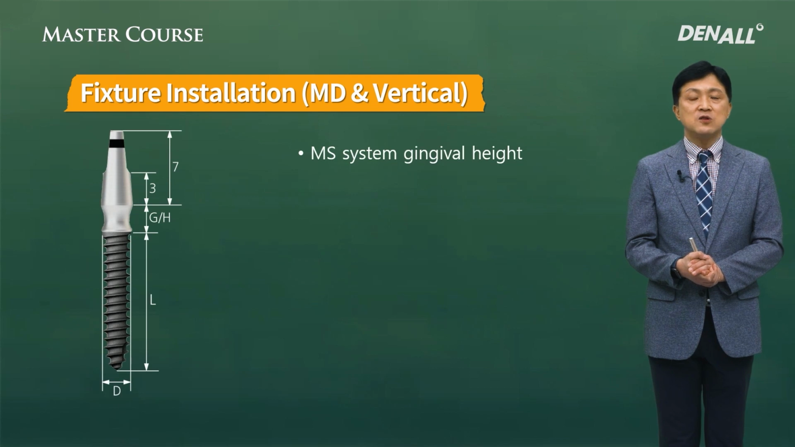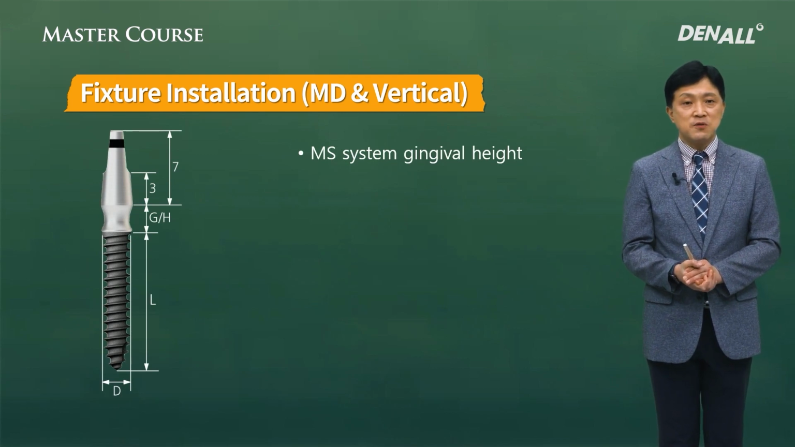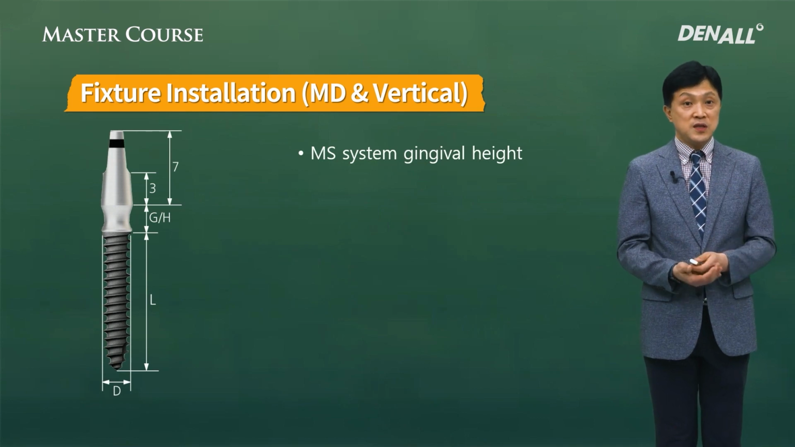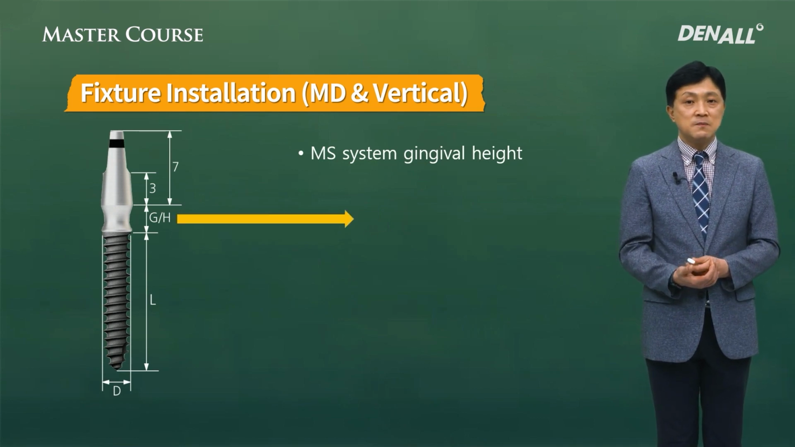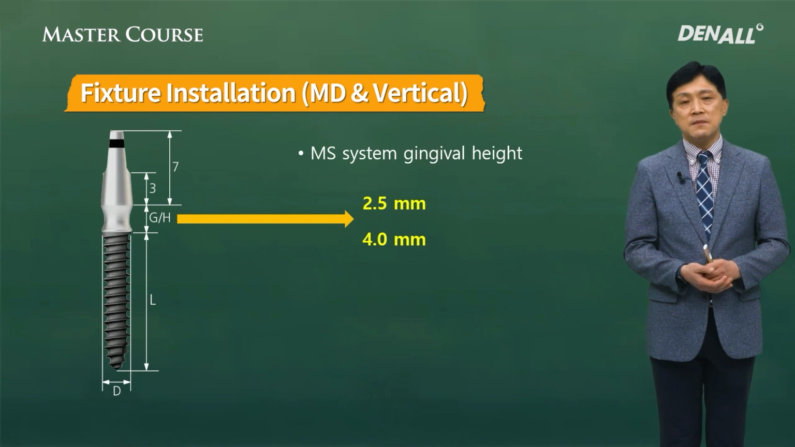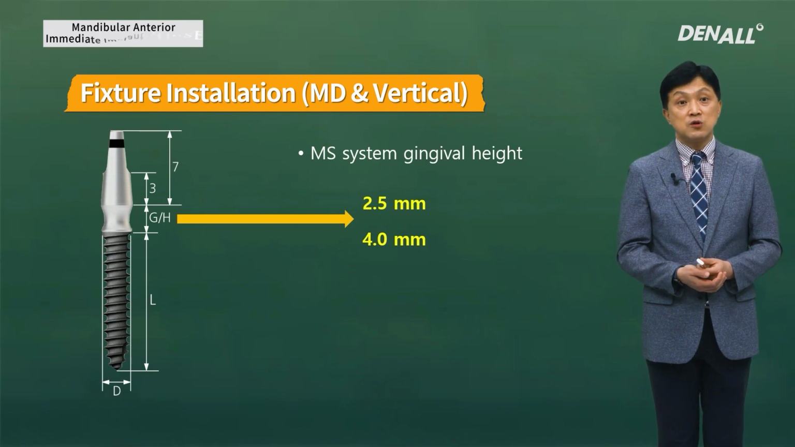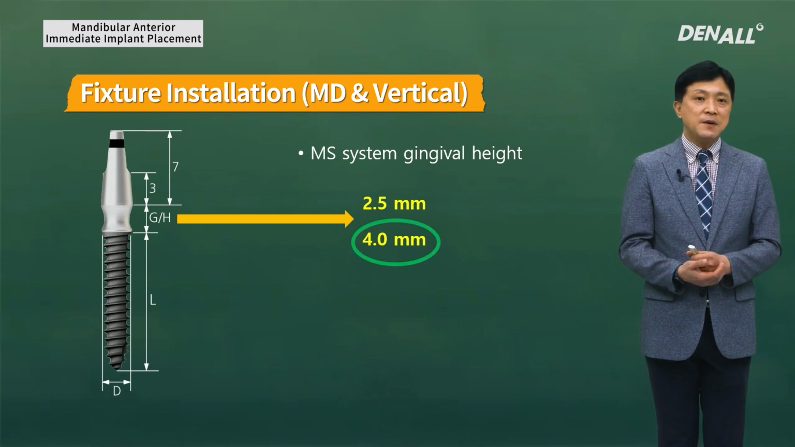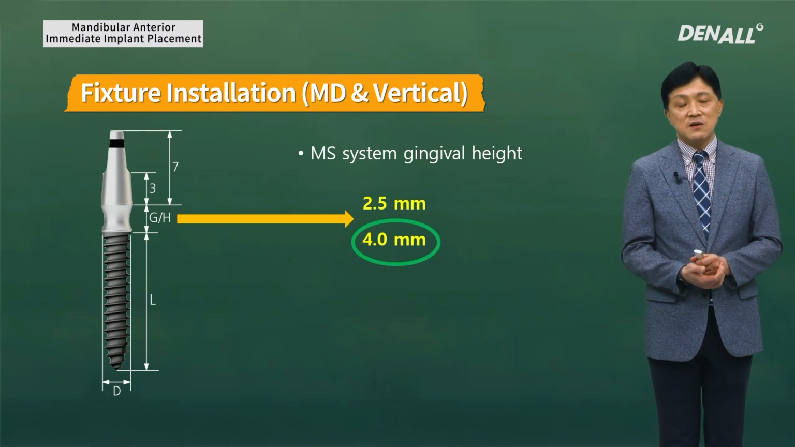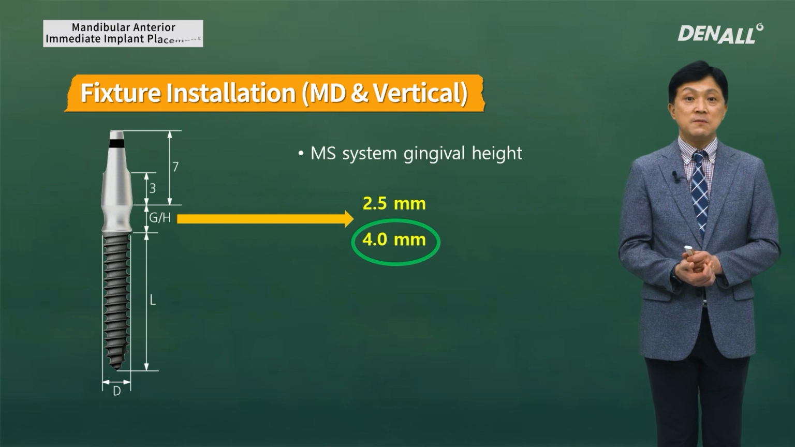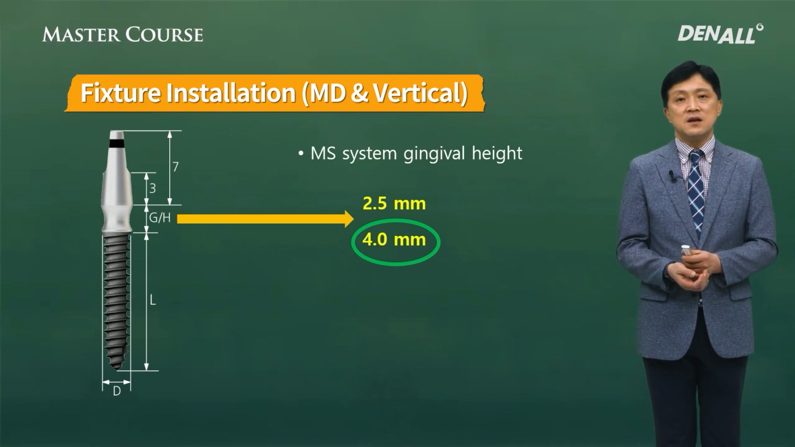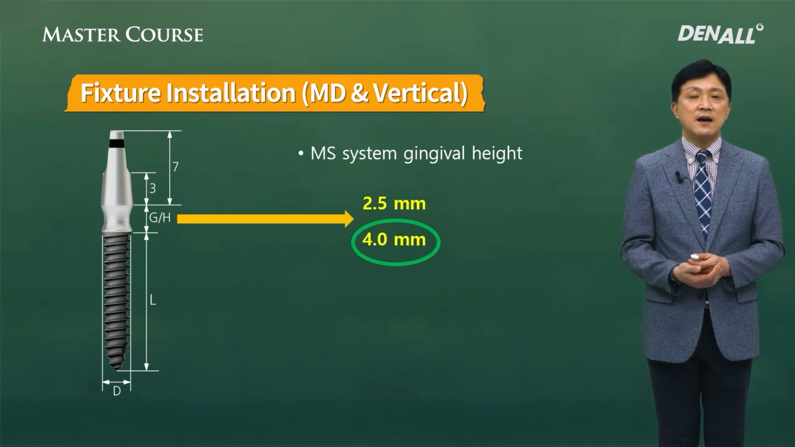We use a lot of MS implants in the anterior mandible. So if you look at the dimensions of MS implants, there is gingiva height. There's a 2.5 and 4.0 millimeter gingiva height. So I would like to recommend that you use the MS system with a gingival height of 4.0 millimeters. 4.0 is better than 2.5.